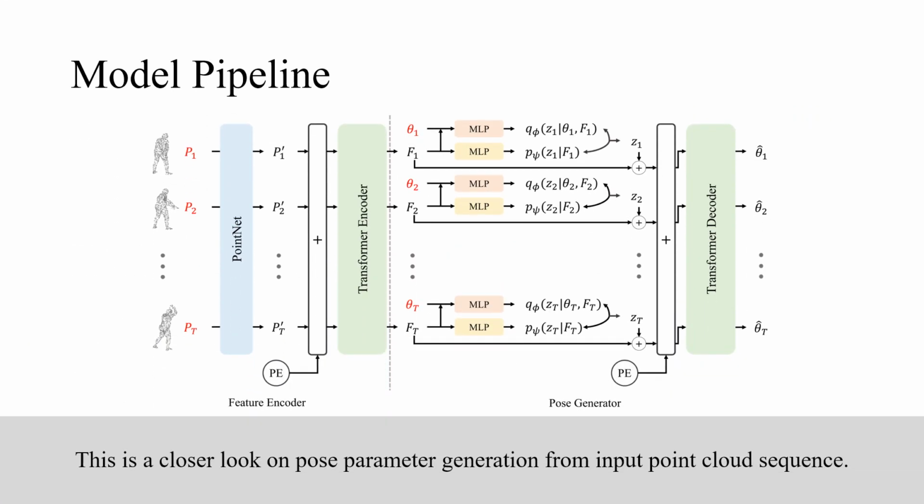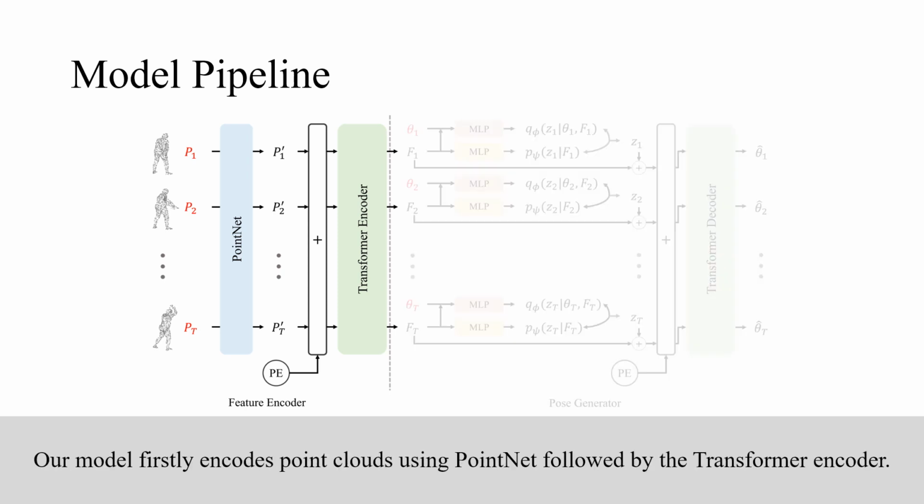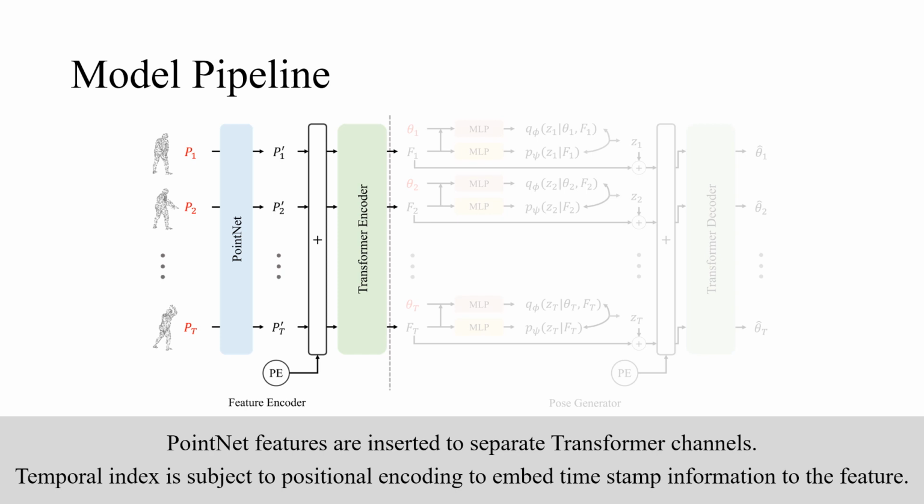This is a closer look at pose parameter generation from input point cloud sequence. Our model first encodes point clouds using PointNet followed by the transformer encoder. PointNet features are inserted to separate transformer channels. Temporal index is subject to positional encoding to embed timestamp information to the feature.